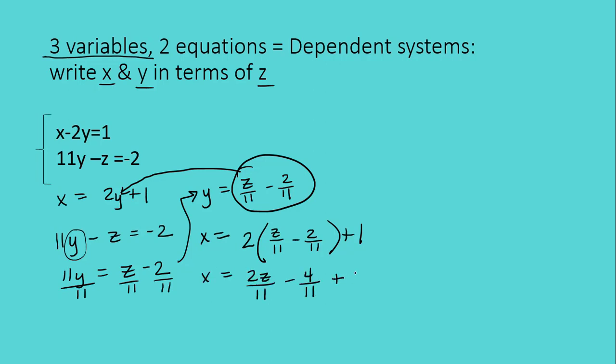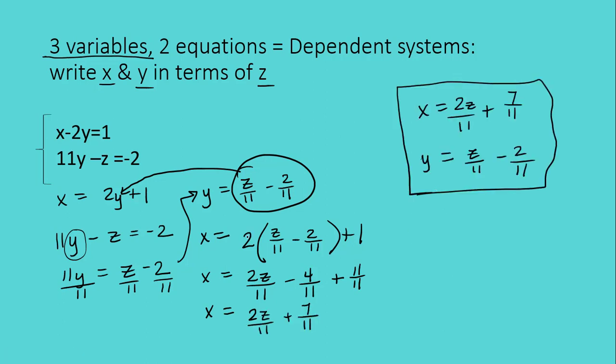Let's change that 1 to 11/11ths so I can combine those things. And so my final answer for x is this. We write the answer like this. And there you got it.